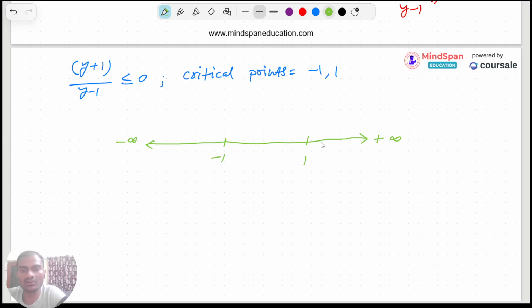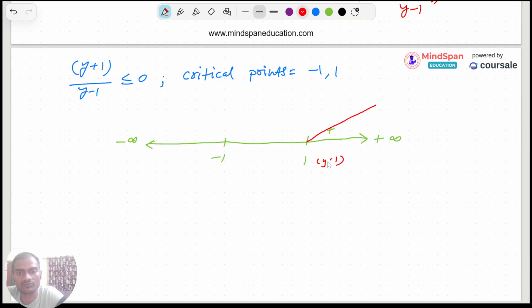Okay, now take any point greater than 1 and try to predict its value. Let's take a very large number, 10. 10 plus 1 is positive over 10 minus 1 also positive, which means this remains positive. Suppose this is the positive part, then this curve will go here; anything greater than 1 will remain on the positive side.